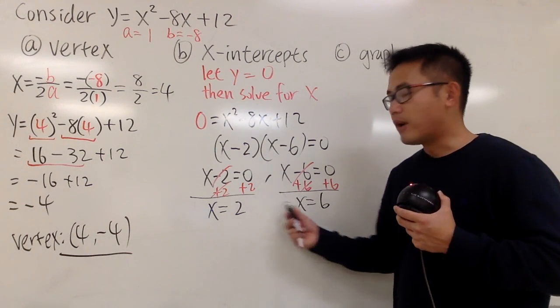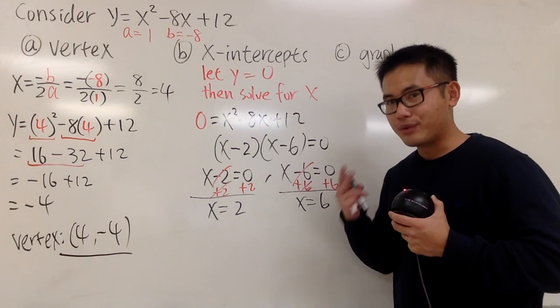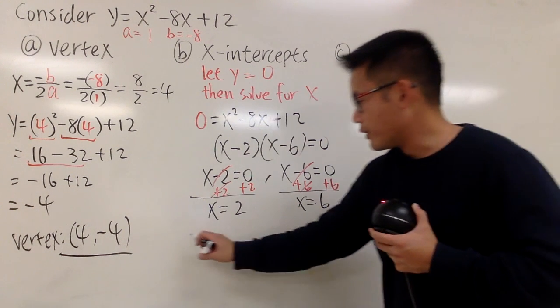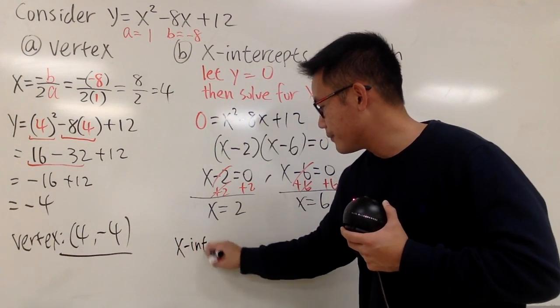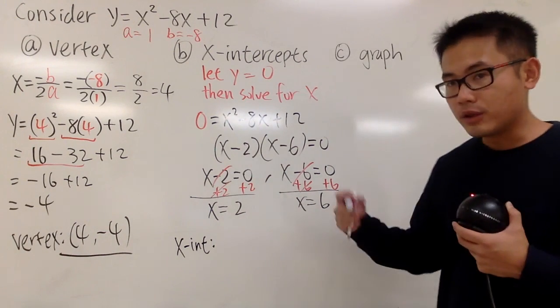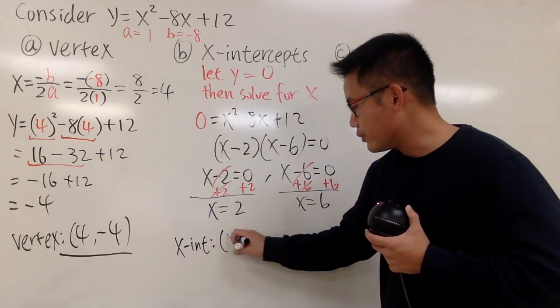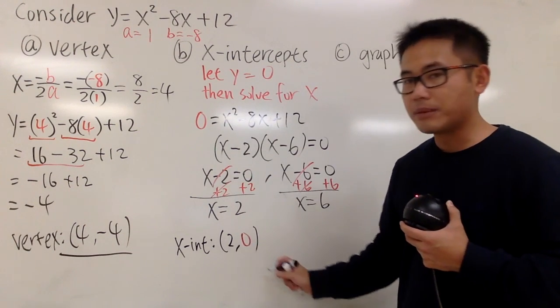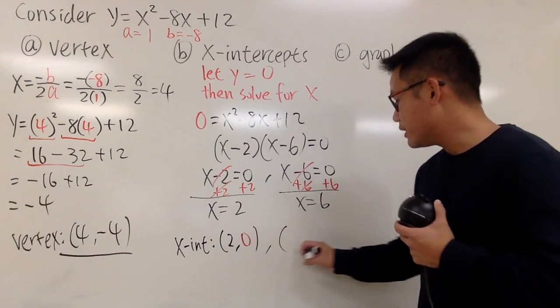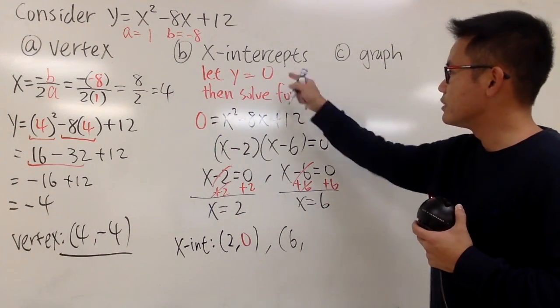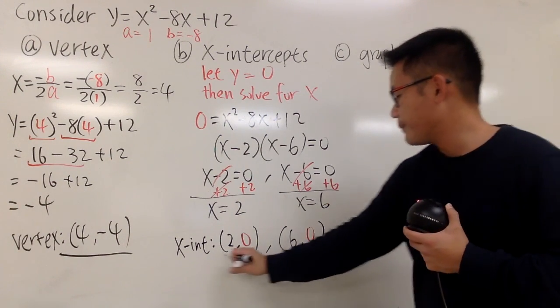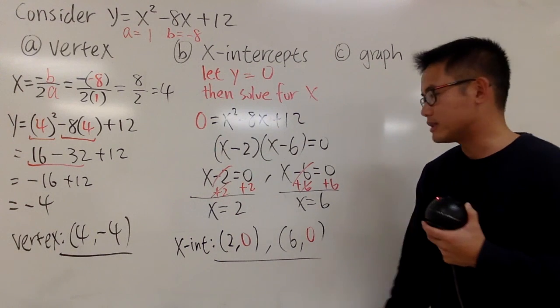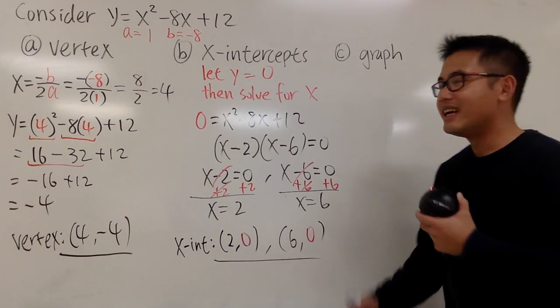Now, these are the x values of the x-intercepts. And we have 2 of them. And remember, for the x-intercepts, we need the x value and also the y value. When x is 2, y will be this 0 right here, right? So the first one is (2, 0). And the second one is (6, 0), with 0 for the y, okay? We have 2 points for the x-intercepts.